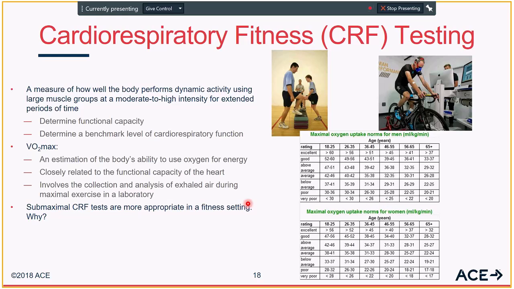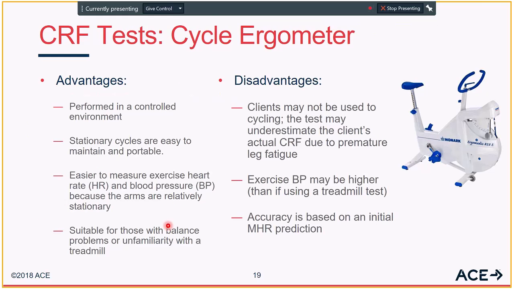However, we do not do max VO2 tests in the personal training world. We will use submax. So what submax is, we'll work someone at their submax heart rate. So that is like a moderate intensity, much lower heart rate, and then use an equation to determine what their max heart rate would be, or what their VO2 max would be. Most people will use the step test, which we'll go over in a second. But first we'll go over a bike test.